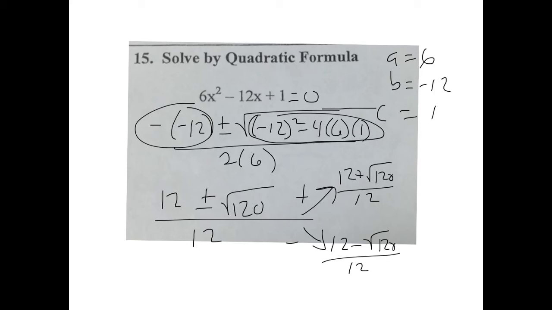So 12 plus square root of 120 divided by 12. It's a decimal, so this decimal is 1.91. And then the other one is my subtract version, divided by 12, and I get 0.09. So those are my two answers.